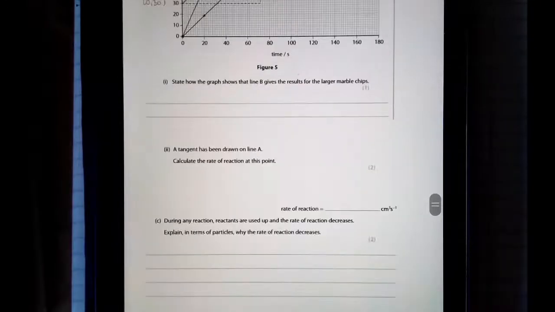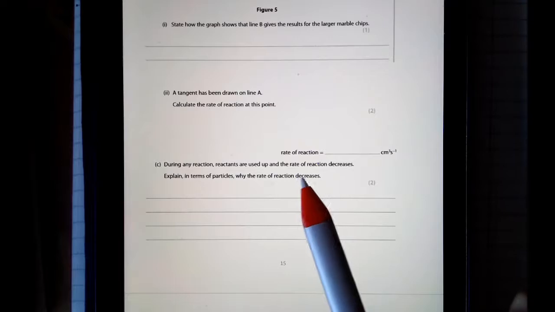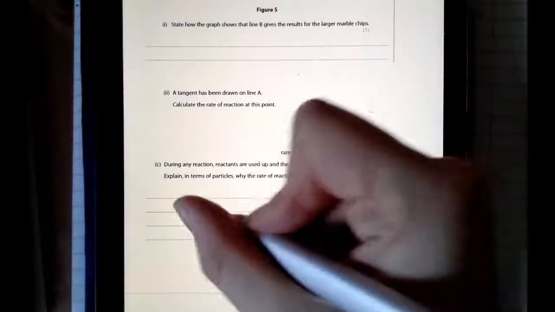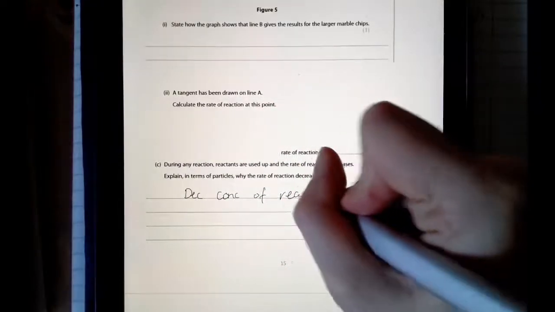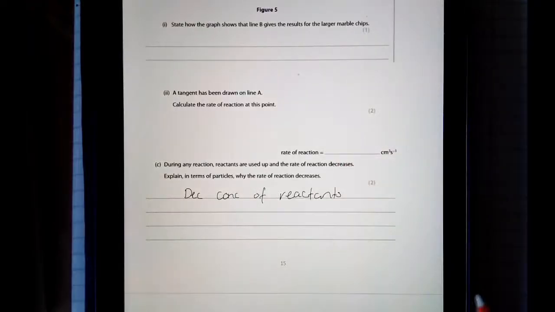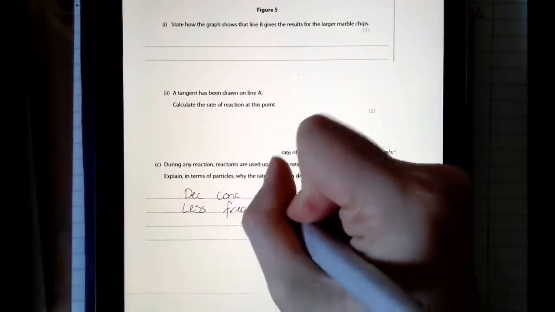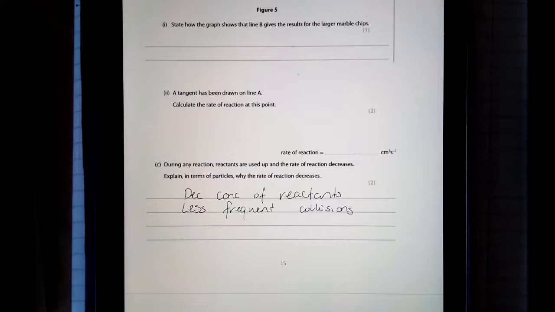And there's another example here of one of these types of questions. It says, during any reaction, reactants are used up, the rate will decrease. Why does the rate decrease? So if you're using all of the particles up, you are decreasing the concentration of the reactants. That will just happen naturally during a reaction. You'll decrease the concentration of reactants as they react to form products. If you're decreasing the concentration of the reactants, you're going to get less frequent collisions, and that will slow the rate right down. Make sure you don't say less collisions, make sure you say less frequent to get the mark.